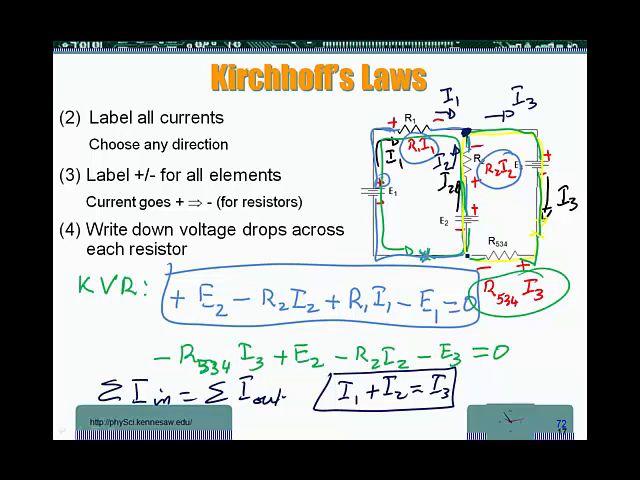Another junction I could have used would have been this one. For that junction, I2 is outgoing, I1 is outgoing, and I3 is incoming. So then we get the same equation, I3 is equal to I1 plus I2. So this is writing up the equations. The rest of the problem is going to be just math, and we'll work some examples.